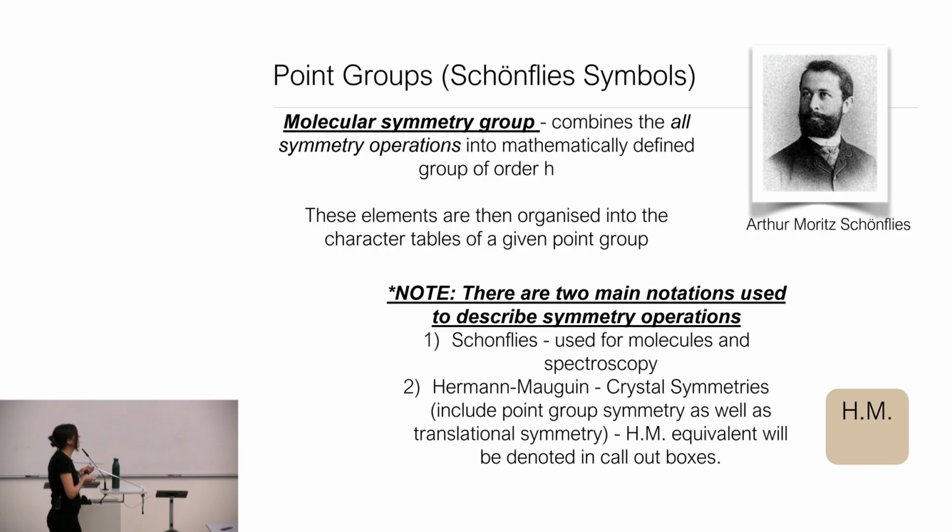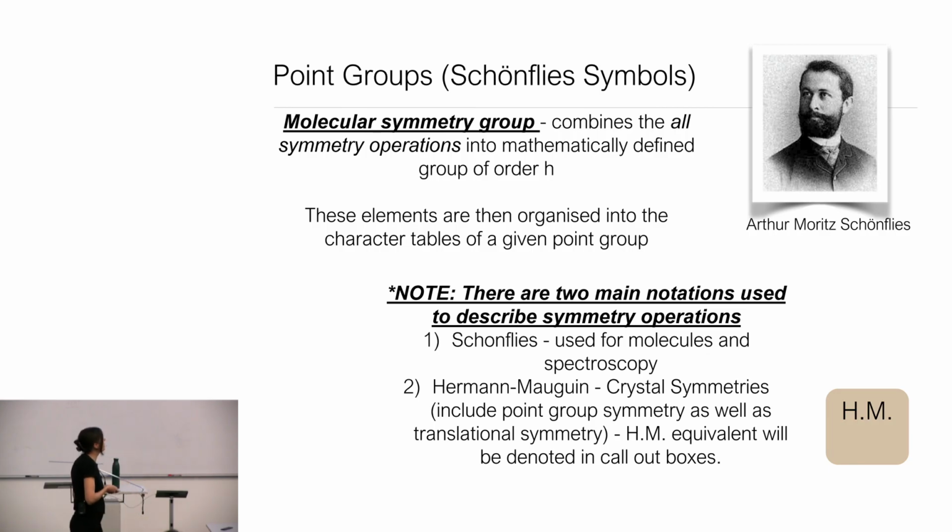Crystallographers will be more familiar with the Hermann-Mauguin symbols. These are generally used for crystal symmetries, and they include the point group symmetries as well as translational symmetry. Today we're not talking about any translational symmetry, but in these little beige call-out boxes, for those of you who prefer this notation, I will give the notation that crystallographers would be used to.